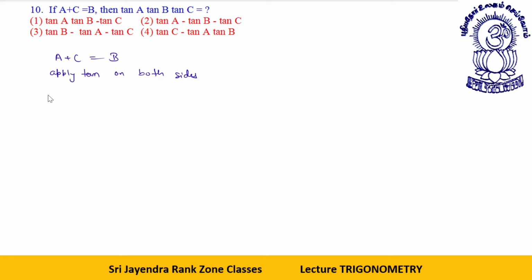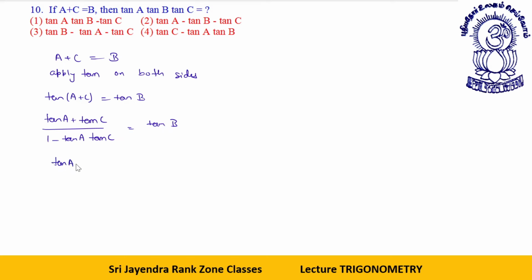When I apply tan on both sides, what do I get? I get tan(A + C) is equal to tan B, or tan(A + C) will be (tan A + tan C) upon (1 minus tan A into tan C). This will be equal to tan B. Now, do you think you are getting towards tan A into tan B into tan C like this?